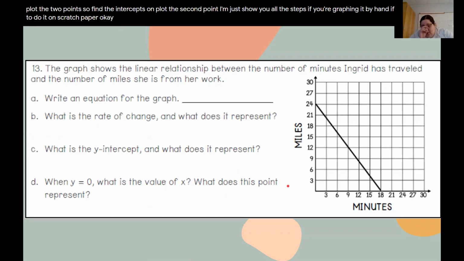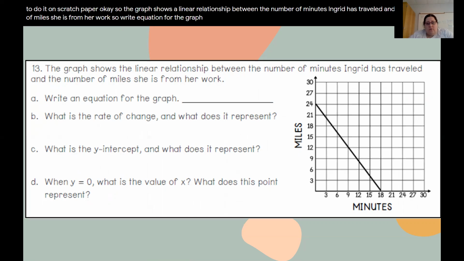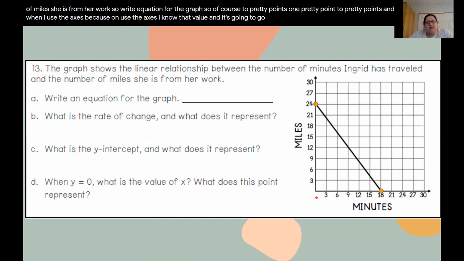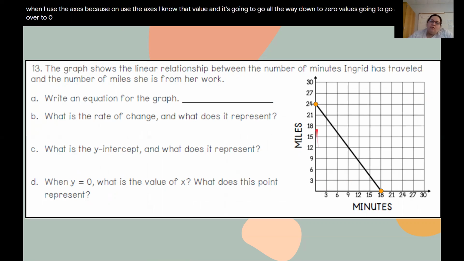Okay, so the graph shows a linear relationship between the number of minutes Ingrid has traveled and the number of miles she is from her work. Write an equation for the graph. So of course, 2 pretty points. It makes it easy when I use the axes, because I know that value is going to go all the way down to 0, and that value is going to go all the way over to 0. So it's easier to count.